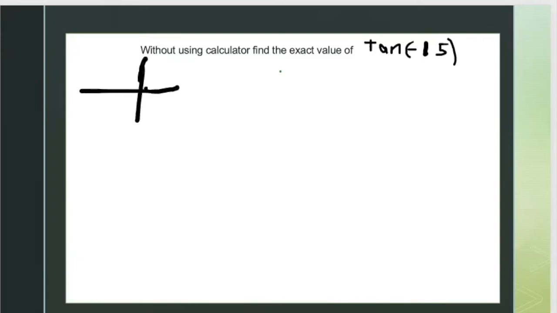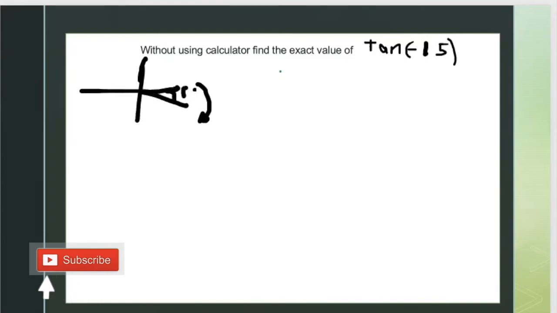Now, sin minus 15 is the same thing as, so we can go to this, the quadrant. Minus 15 would start in a clockwise direction. So it means 15 will be here. And this is the angle that forms. So this is 15.